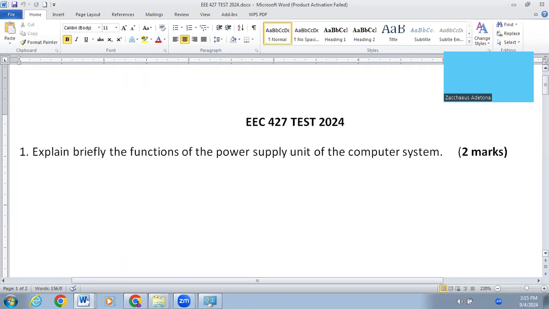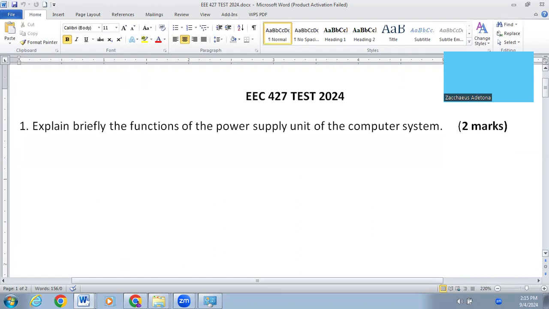And the first question here, as you can see on the screen, is asking about the functions of the computer power supply units. So it asks you to explain briefly the functions of the power supply units of the computer system. So you get 2 points from there.